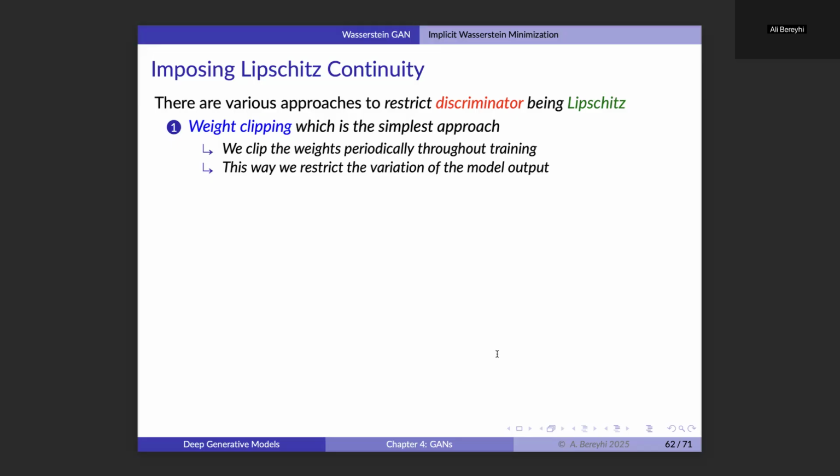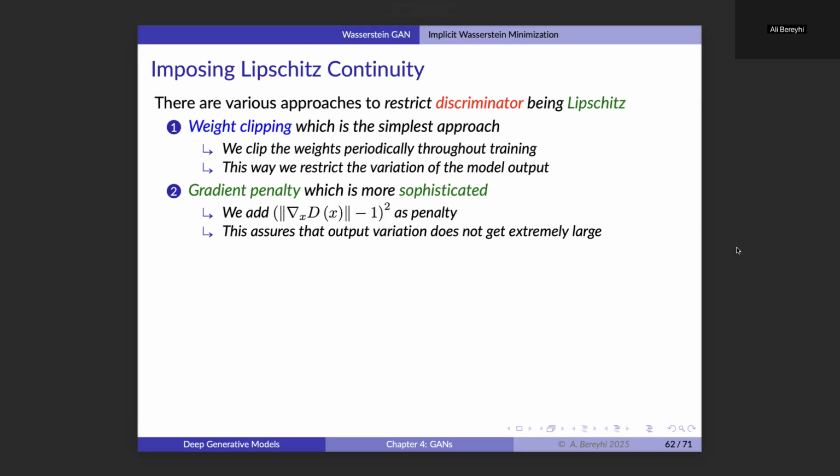Or if we do some simple mathematical analysis for simple cases, simple architecture, we can see that for some right choices of the threshold, this is going to happen. So this is the first one. This is the easiest approach that we do. This is the one which was used in the original Wasserstein GAN paper. There are also some better approaches.